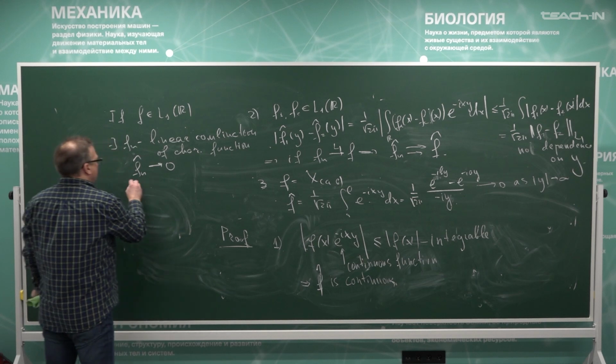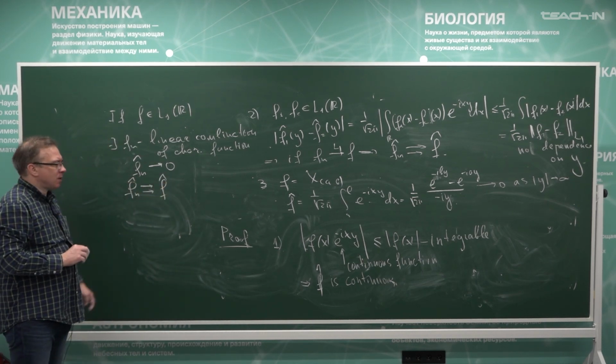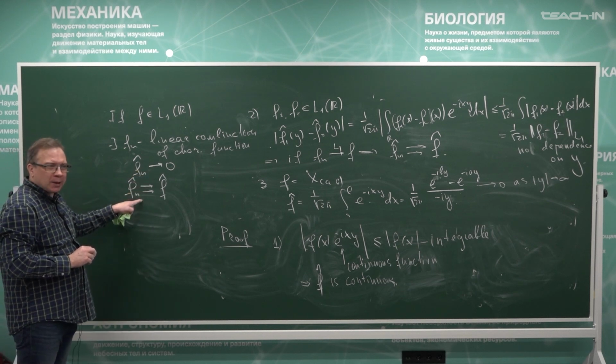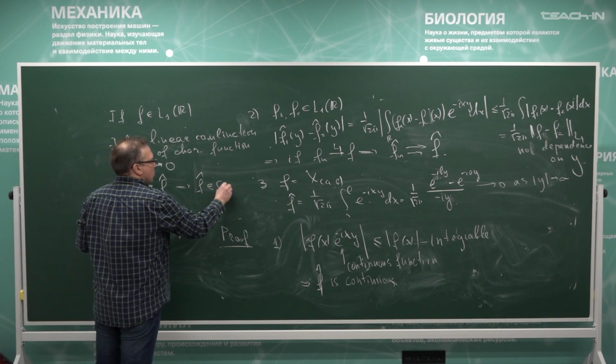And these functions uniformly go to this function. So we have this property and we have this property. Okay, so we immediately obtain that this function belongs to C0.